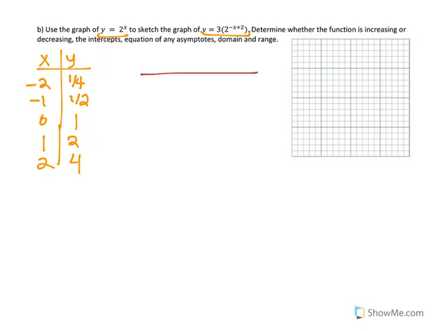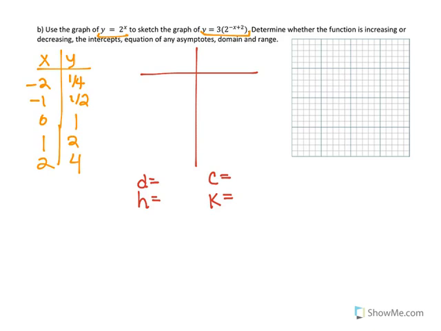So I'm going to make a table of values here, and I'm going to figure out what my c value is and what my d value is. I know that the d value is what affects my x, so I'm going to write it over here. And h also affects my x. And c affects my y. And k affects my y.